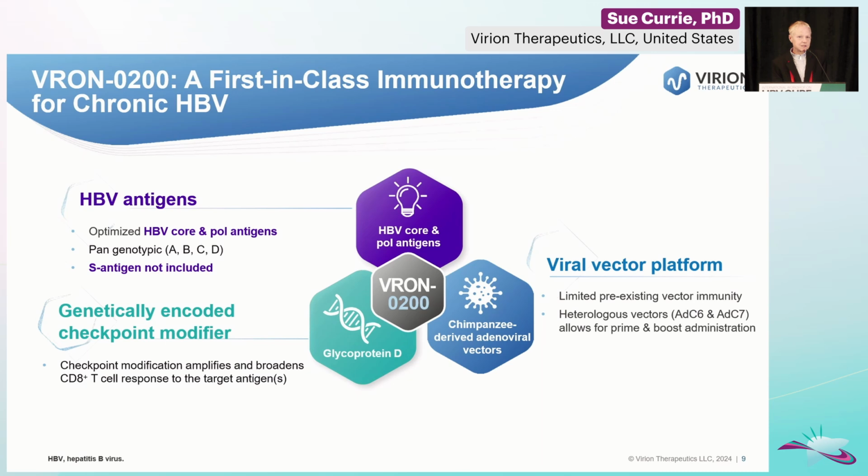Just a note, when you're looking at these data, and data that we're going to share as a late breaker at AASLD, remember that we do not target S. Keep that in mind when you're looking at the data. We've got two heterologous, distinct chimp adenoviral vectors, from ADC6 and ADC7, and we're administering them intramuscularly through our study.